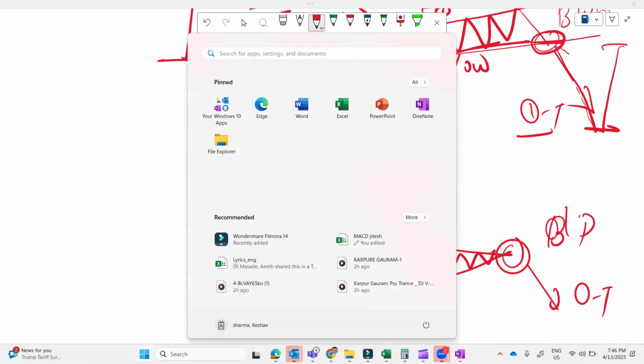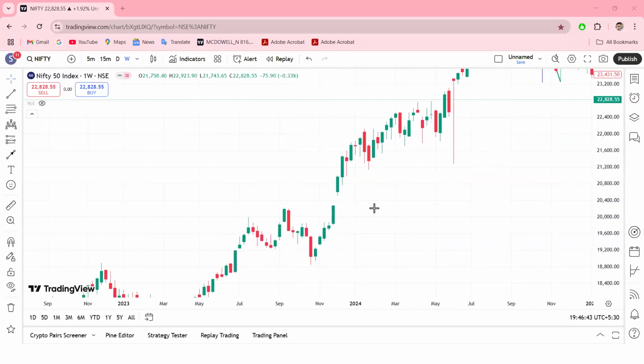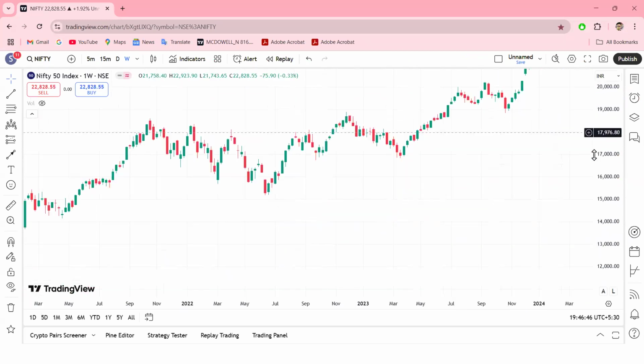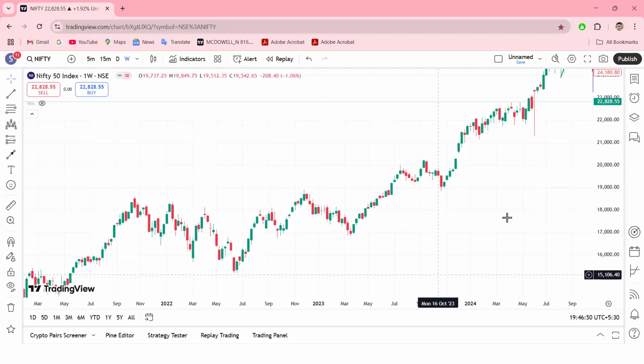Flag and pole pattern, right? Yes, sir. If on the chart also we can see some bearish pattern, because your market has to come down, then you will see a consolidation phase.